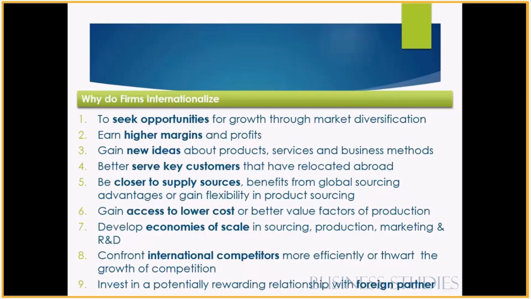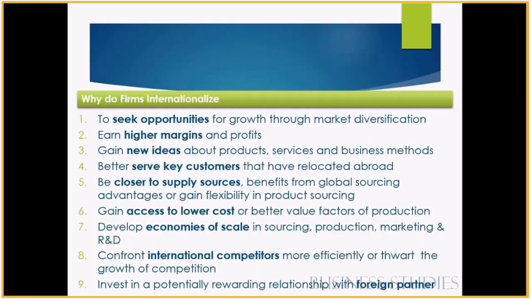So it is better to open up a branch in Brazil, so that you can have easy access to those minerals in Brazil, rather than importing that material from Brazil to China, which can take approximately 45 to 50 days of shipping time, right? So it is better to be closer to your supply sources, which can give you benefit in terms of global sourcing, or give you better flexibility.